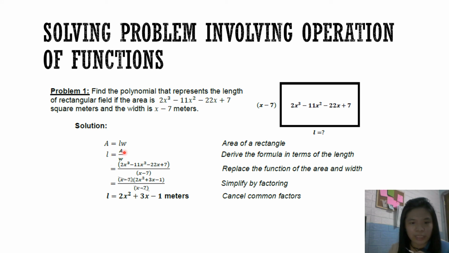Area divided by width is area over width. So, bakit po nag-interchange sila? So, pwede naman. Pwedeng dito sa right si length, dito sa left yung A over W. Pwede rin namang magpalit kasi may equal sign naman tayo, sign of equality. And then, we substitute na. We replace the function of the area and width. So, area, sa numerator siya. So, substitute: 2x cubed minus 11x squared minus 22x plus 7, all over our width, which is x minus 7.